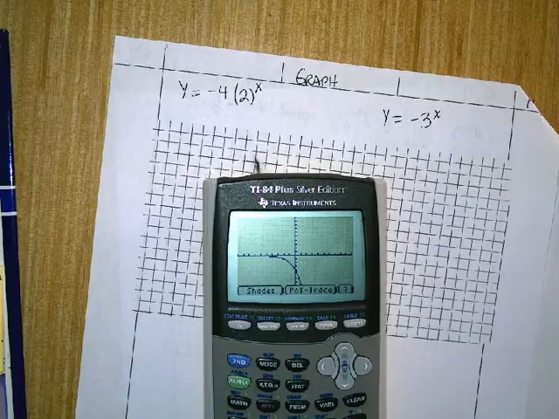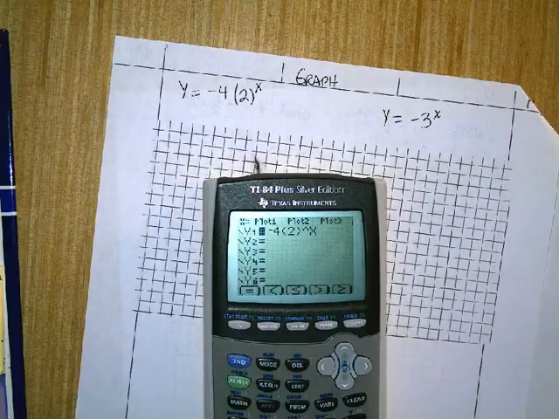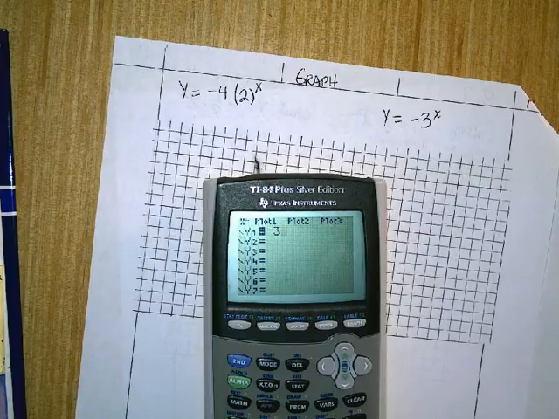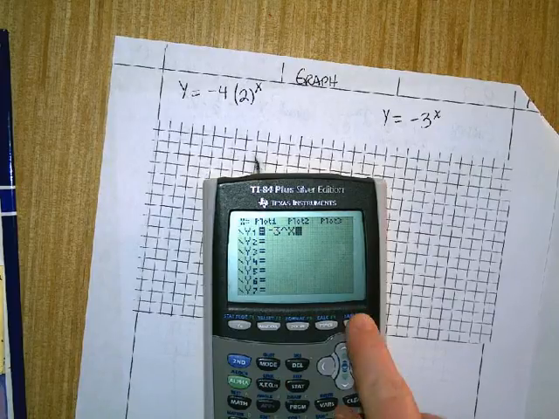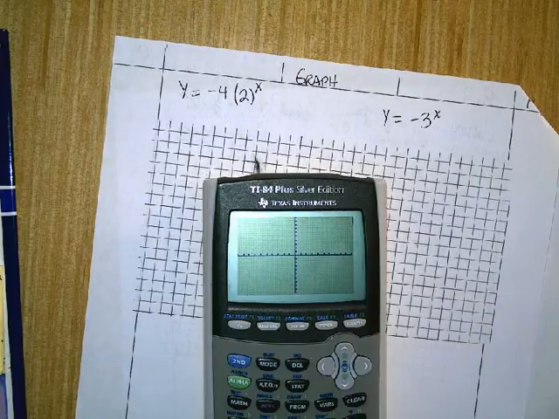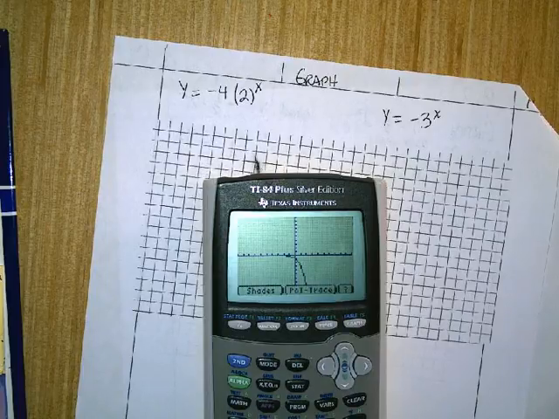Graph the next one. Y equals negative 3 to the x power. Is this all we're doing? Is just graphing? We're going to do some actual problems in a minute, but I just want you to see what the negatives do, what happens when you change the values. It moves it around a little bit. Okay, let's go to the next page.